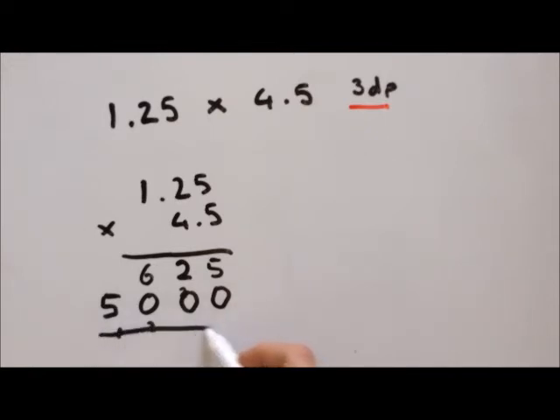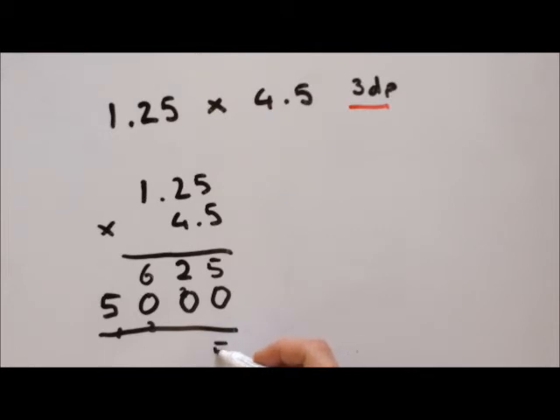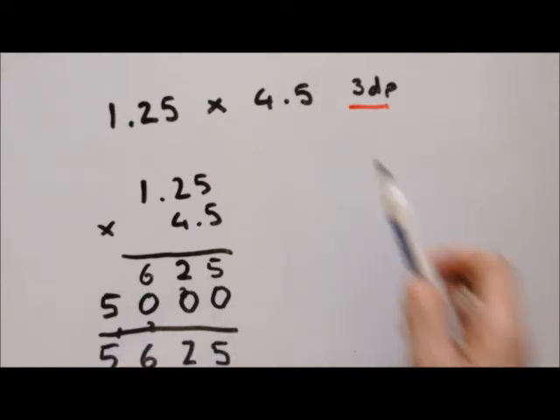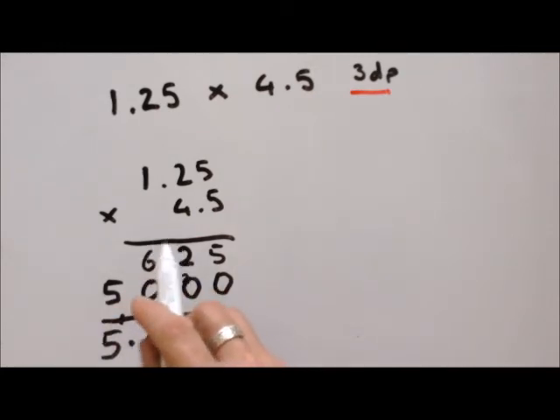And now we add these up. 0 plus 5 is 5. 0 plus 2 is 2. 0 plus 6 is 6. And 5. Now, we go back up to here and there's 3 decimal places. 1, 2, 3. There. So, 1.25 multiplied by 4.5 is 5.625.